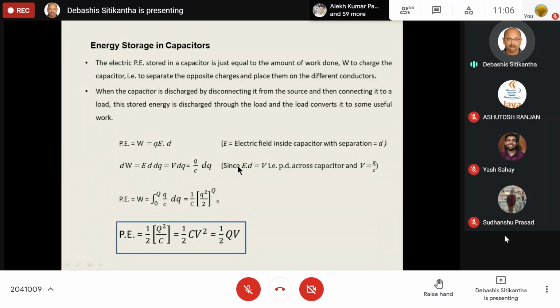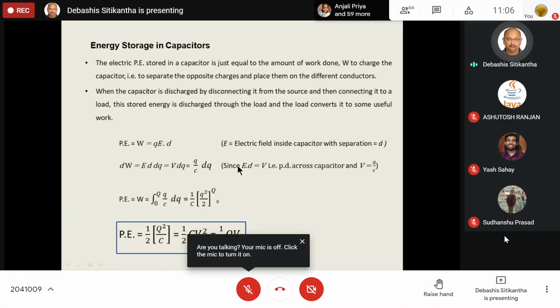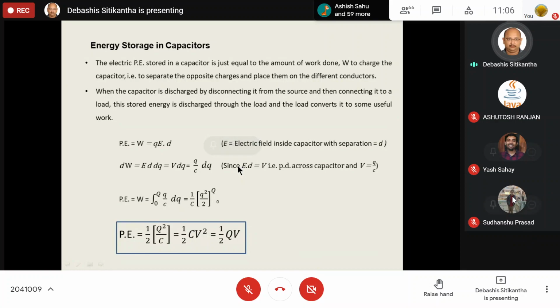Now let us concentrate on the expression for the energy that can be stored in a capacitor when it gets charged up. The first point says the electric potential energy stored in a capacitor is just equal to the amount of work done, W, to charge the capacitor. We all know that energy stored is equal to the work done, or vice versa.